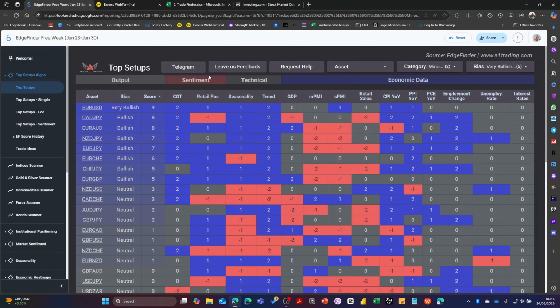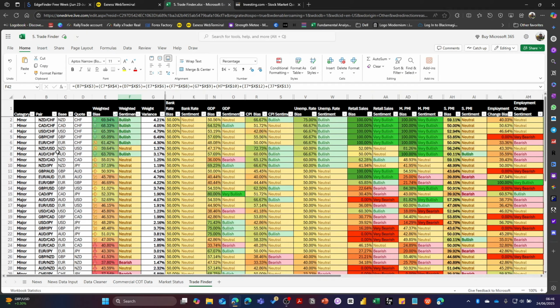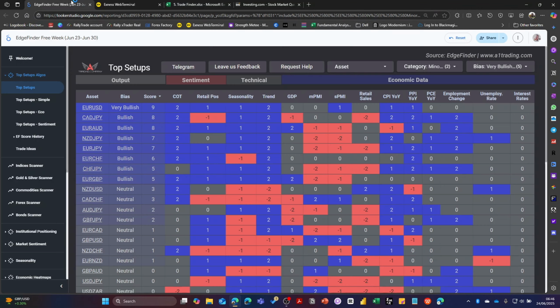But first and foremost, I want us to compare how the Edge Finder does its things compared to the way I do my things. So this is my own finder, my own trade finder, and as you all know, it is only focused on the fundamental news. And I'm going to be comparing it side by side to the Edge Finder.